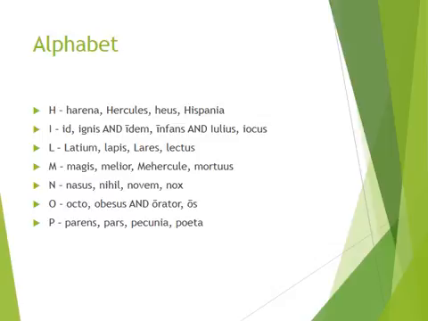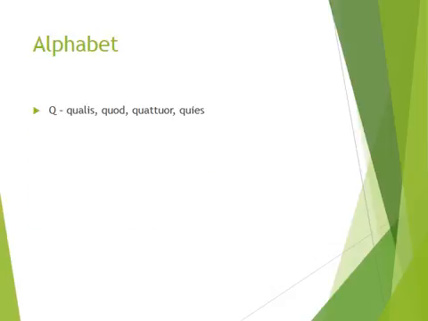P makes a normal P sound: parens, pars, pecunia, poeta. Q is always going to be with a U, and it's going to make a qua, KW sound: qualis, quad, quatuor, quies. R, the Romans would roll their R's, we think. So rapit, res, rex, rusticus.